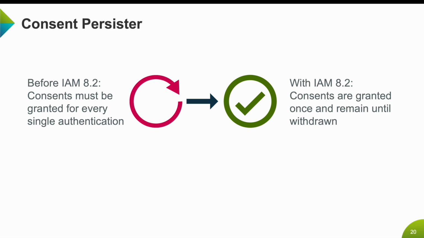A second topic that I would like to cover is persisting consents. Before IAM 8.2, consents had to be granted by the end user for every single authentication. The only way you could get away from that was by configuring that no consents were required. Now with 8.2, we're storing consents in the database, and once they are granted, they remain granted until they are withdrawn. What does this mean for you?